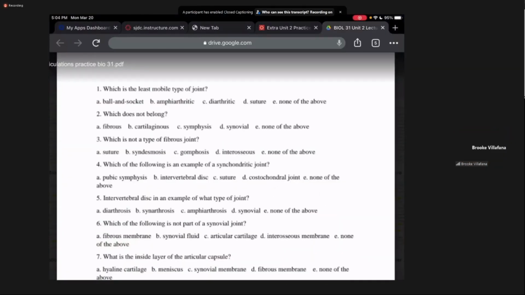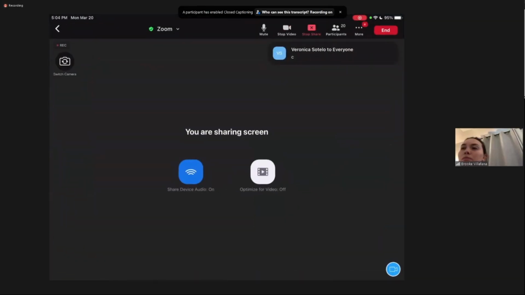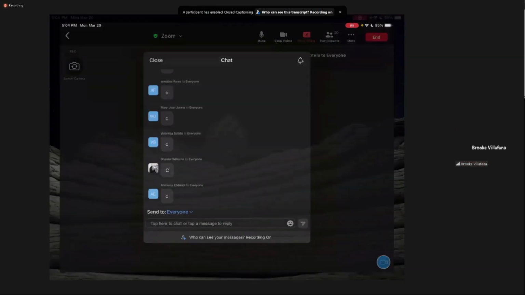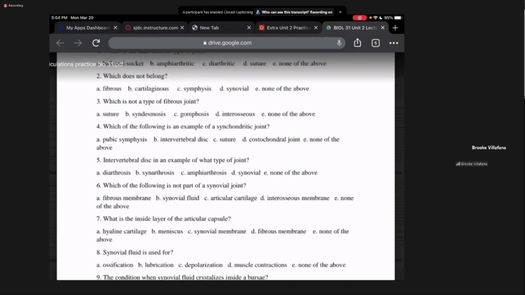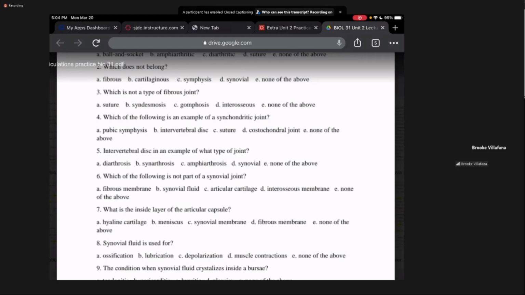Very good. All right, for number 2, which of these does not belong? Is it fibrous, cartilaginous, symphysis, or synovial? Good, it's symphysis because we know that there are 3 categories of joint. There are fibrous joints, which have the 3 types, cartilaginous that have 2, and then synovial that just has 1, which is synovial. All right, so for question 3, which is not a type of fibrous joint?